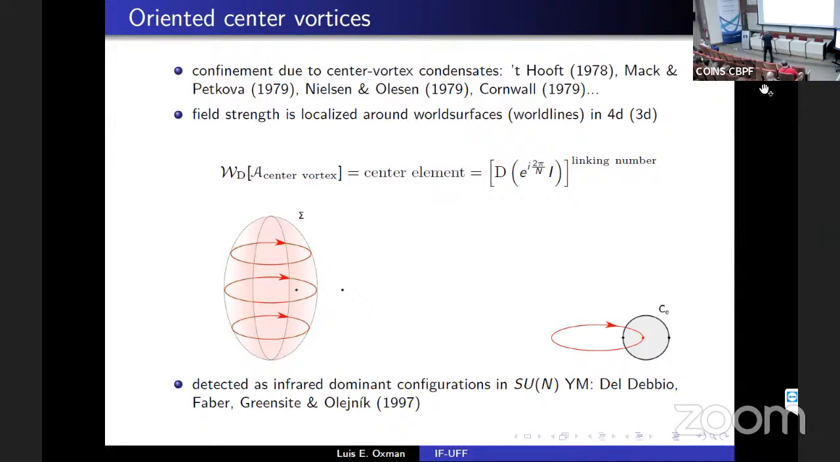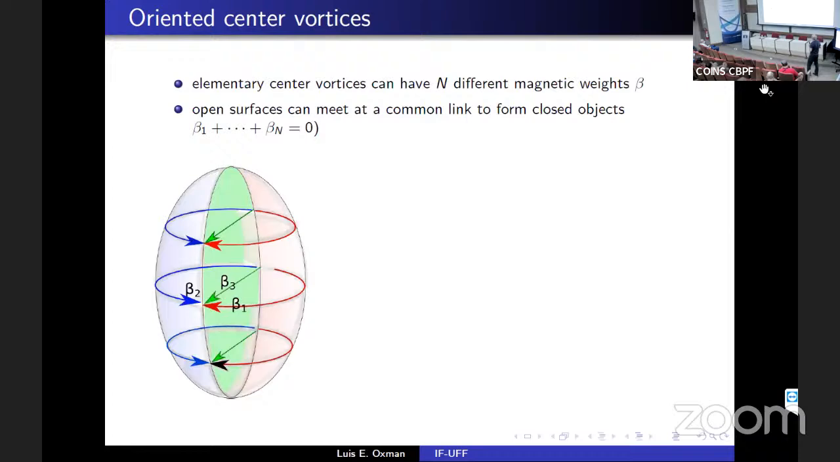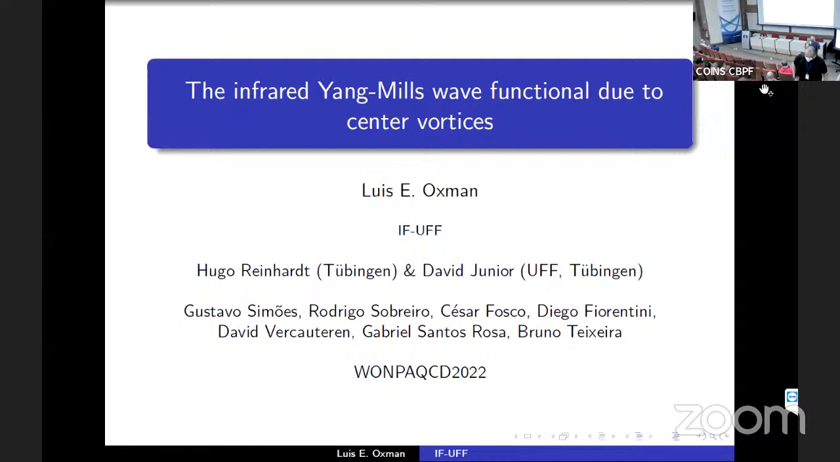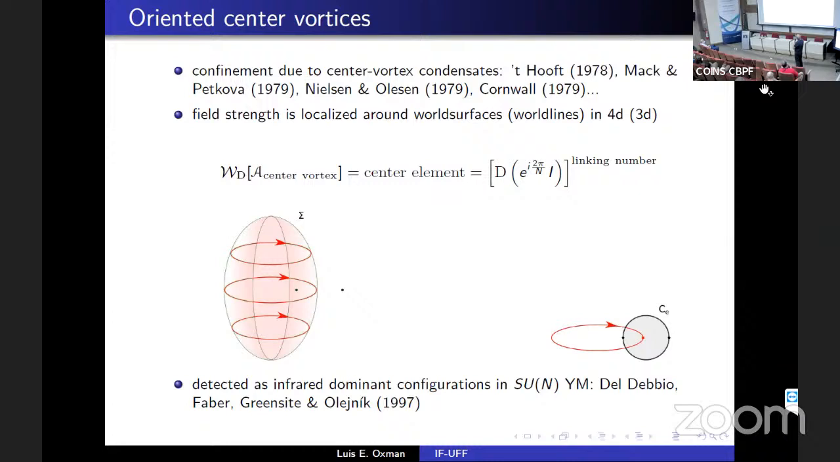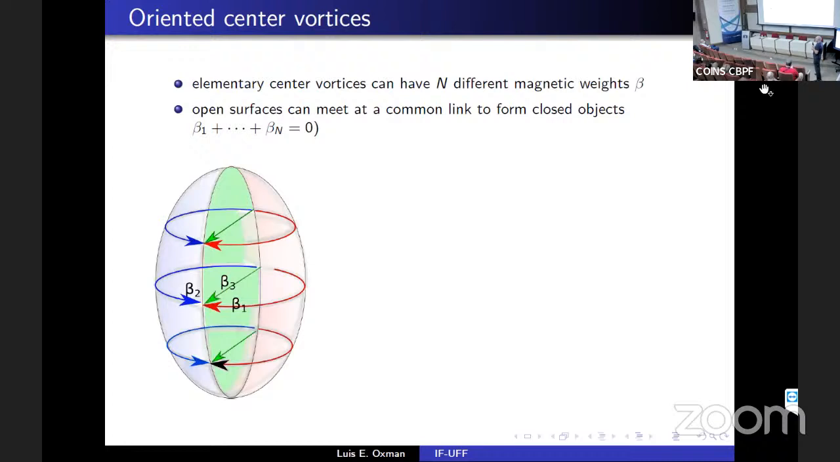Here we have just an oriented center vortex loop, which propagates in Euclidean space-time. You have some creation of the loop and then an annihilation, you can think of it this way. This loop maps out a world surface. But the point is that these loops are characterized by the weights of the fundamental representation of SU(N). So you have N different magnetic weights, and the sum of these weights is zero.